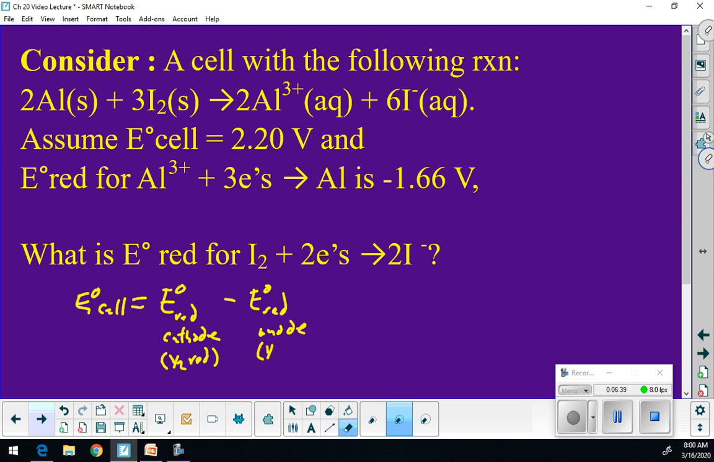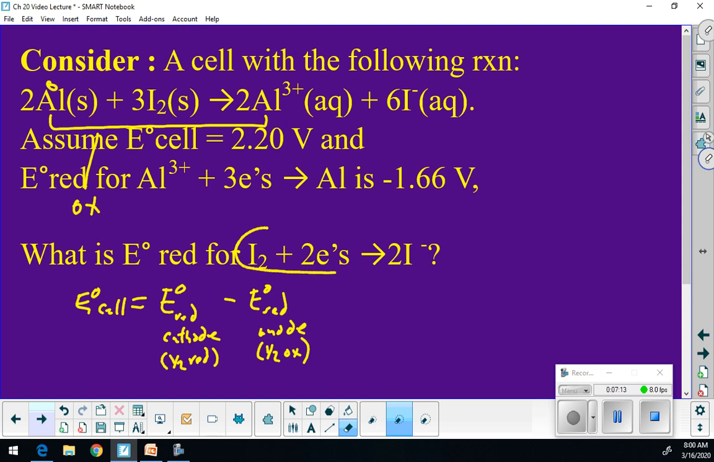Good, or am I half oxidizing, right? So what do they give me? Says here I've got this. They can tell me aluminum. I want to know what it is for my iodine. So I have to look at this reaction and say what is oxidizing and what is reducing. It looks to me like aluminum is going from a 0 to a +3. So the aluminum must be oxidizing, which means my I2 is my reducing species.